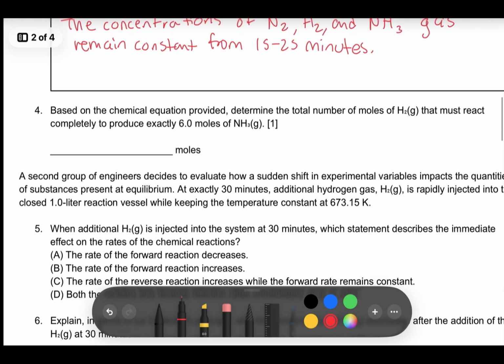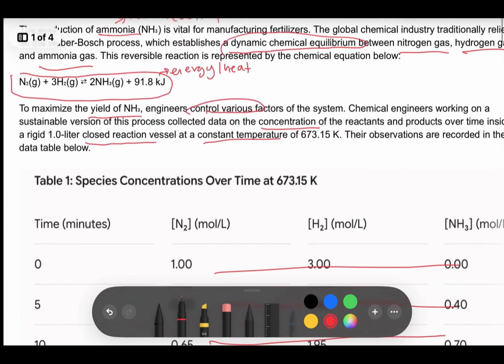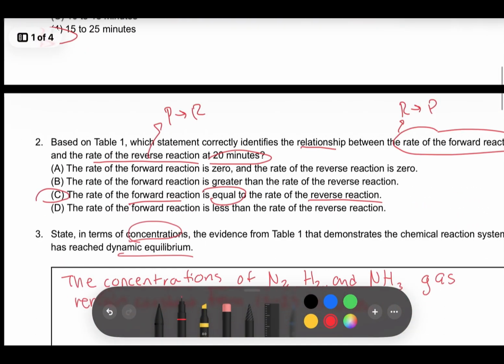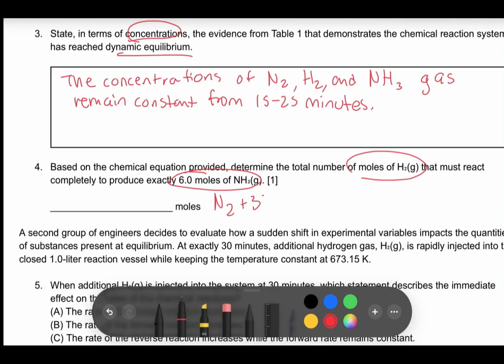Question 4. Based on the chemical equation provided, determine the total number of moles of hydrogen that must react completely to produce exactly 6 moles of NH3. I'm just going to rewrite the equation that we were given here: N2 plus 3H2 reversible 2NH3 plus 91.8 kJ. It's asking how many moles of hydrogen we need in order to have 6 moles of ammonia.